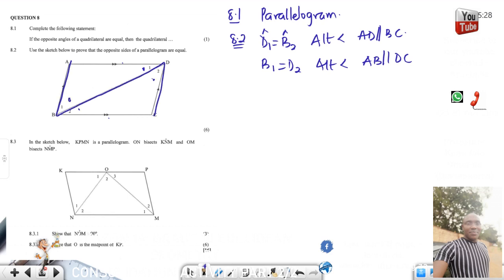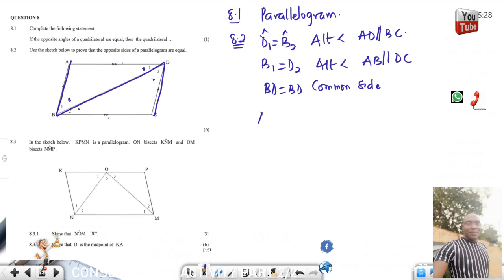So that and that are equal. Beautiful. Now, BD is equal to BD, a common side. Therefore, these triangles are congruent.